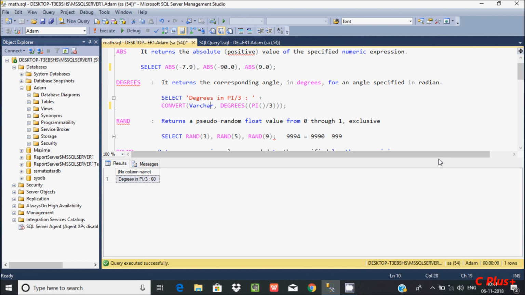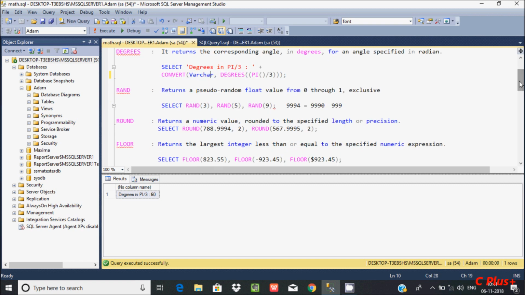Now the next one is rand. It returns a pseudo-random float value from 0 to 1. Let's execute this one. Here it's displaying a float value from 0 to 1. See, here 0.43 is the rand value, and here 5, and here 9.